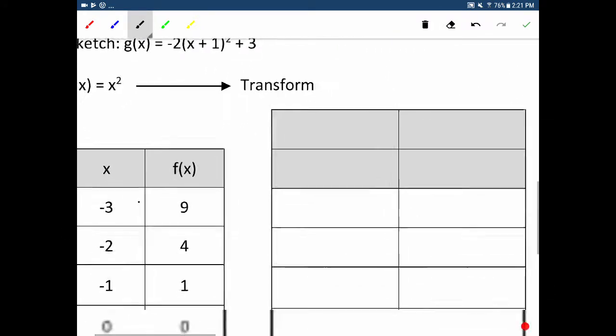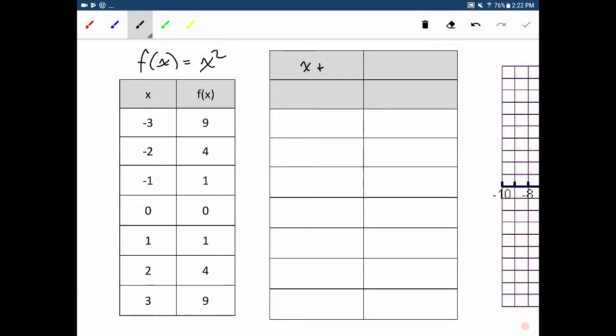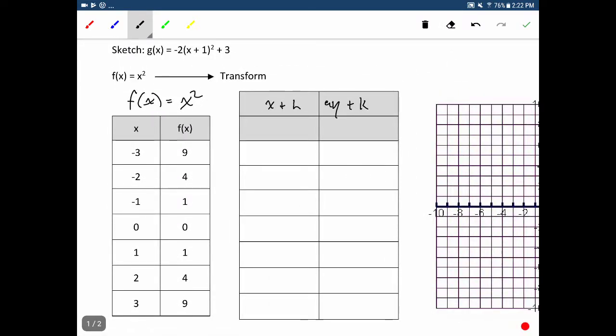Okay, so I'm going to do this example because I think it's going to make it a little bit simpler. I've got a table of values showing just our simple f of x equals x squared. This one hasn't been transformed, and that's what you want to start with. So we're going to take our x and add h. Then we're going to take our y, multiply by a, and then add k.